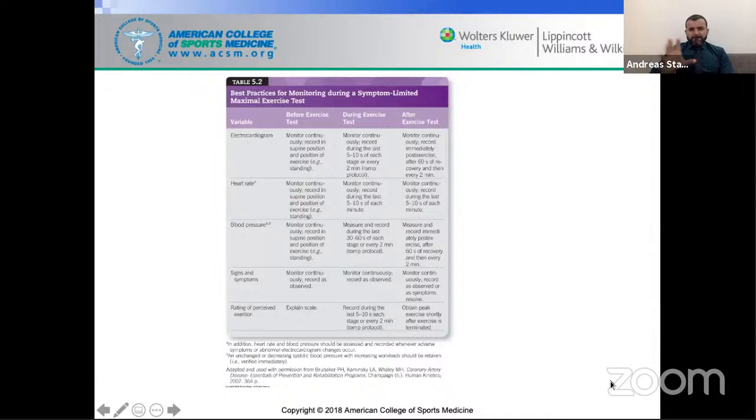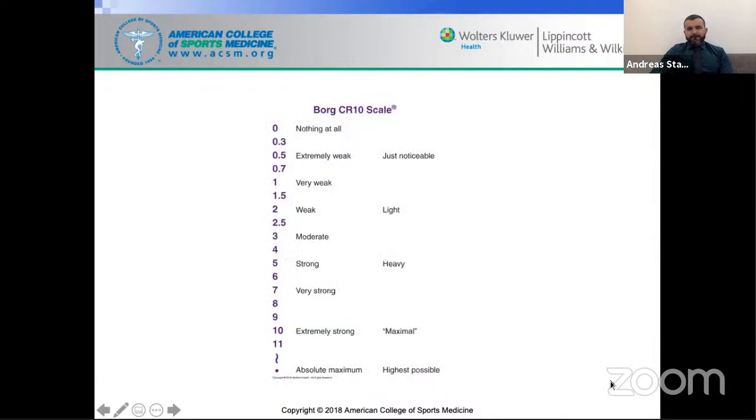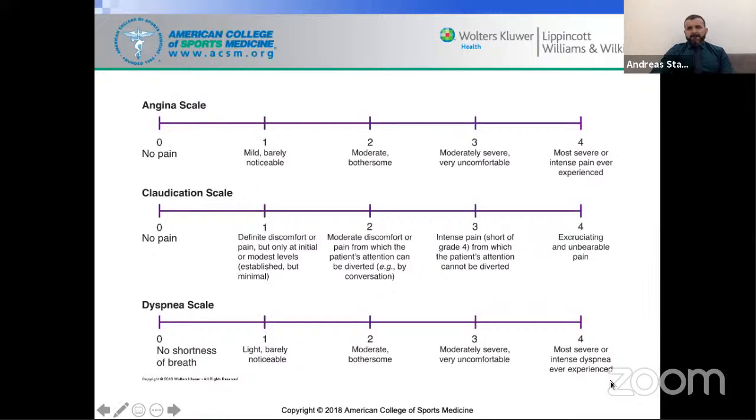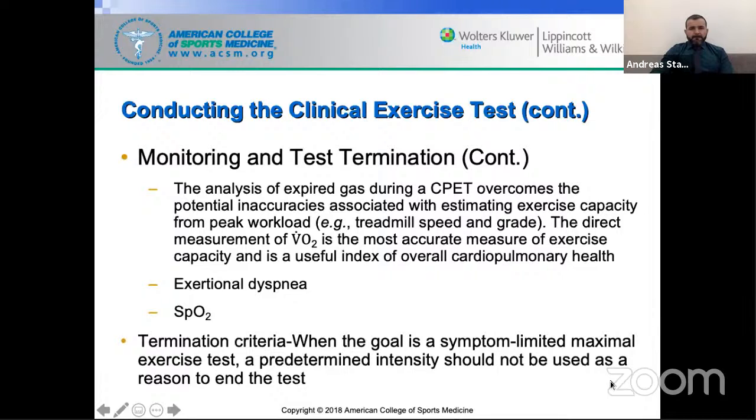I just read it to you once to have an idea. That's the Borg scale, the modified Borg scale from 0 to 10. This is an angina scale that you can show them, a claudication scale, and a dyspnea scale. Now, the gas analysis is really important, especially in cardiopulmonary exercise testing. It can really give us important information. You have to be trained to do all this, of course. Oh, and determination criteria, that's what I want to tell you.